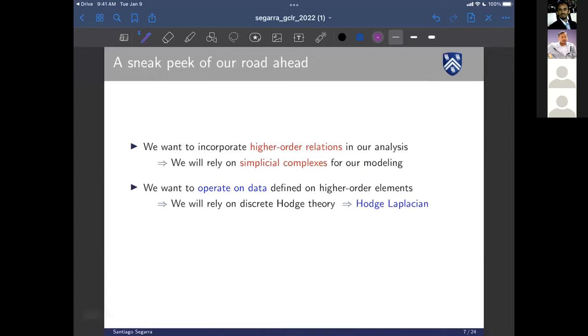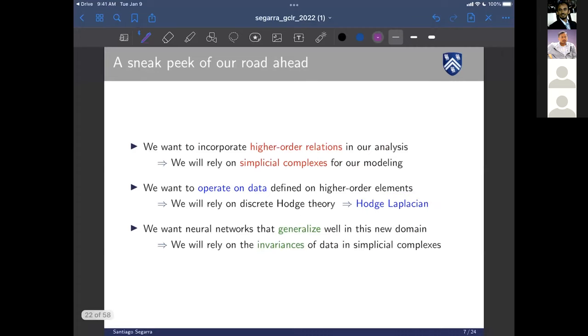Then, and probably more importantly, we not only want to define these structures and data on them, but actually operate, process them, maybe have some parametric functions that we can then learn. And that will hinge upon Hodge theory, in particular, the idea of a Hodge-Laplacian, which I'll introduce briefly. And then we want to construct networks based on these operations. We want to construct graph neural networks that generalize well, that have good performance. And for that, we're going to rely on this idea of invariances that we have already built a little bit upon. OK, so this is the menu ahead.